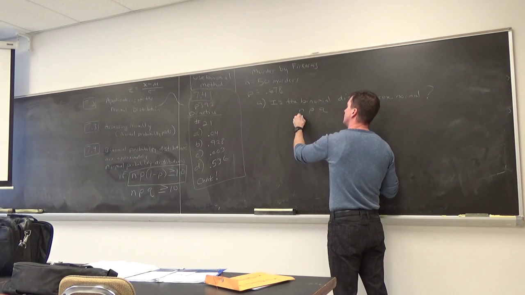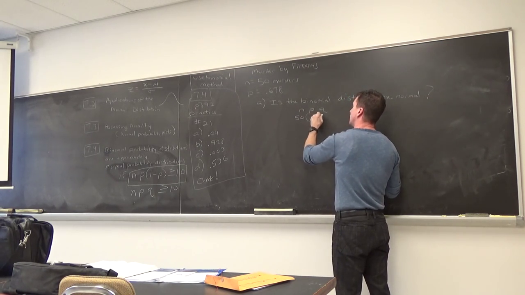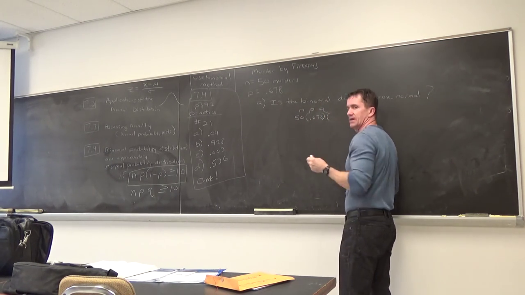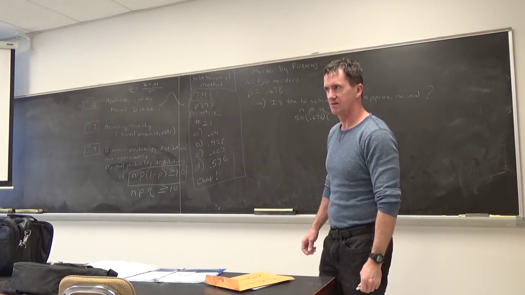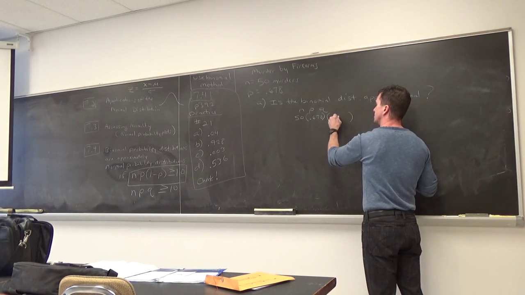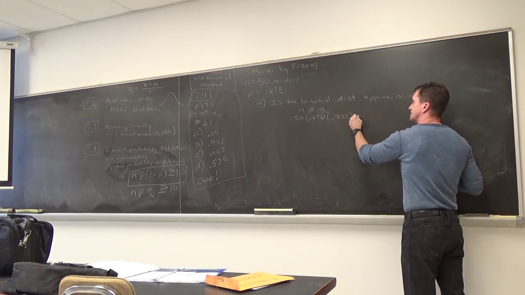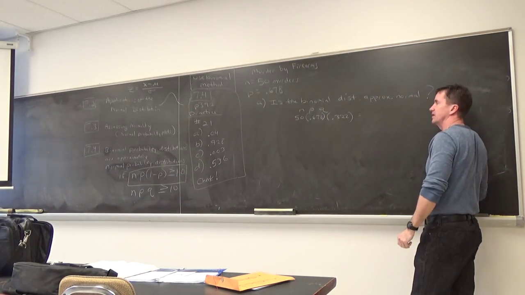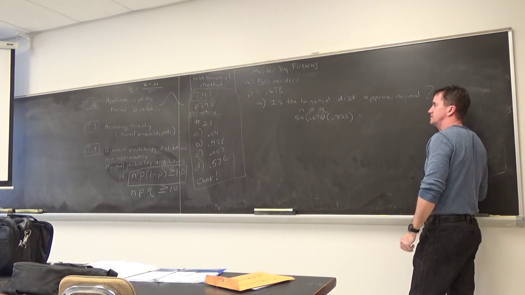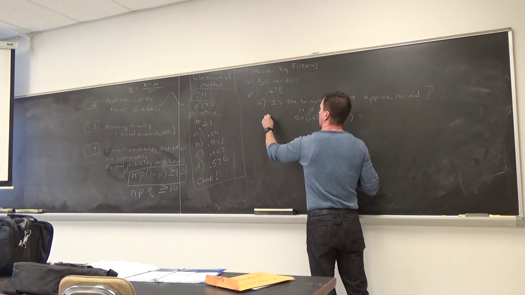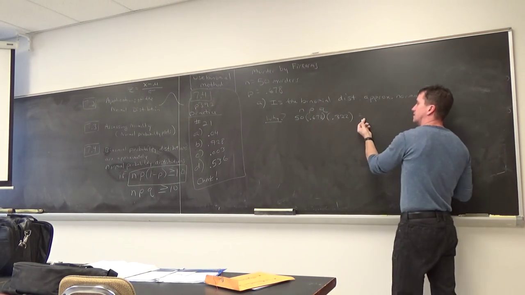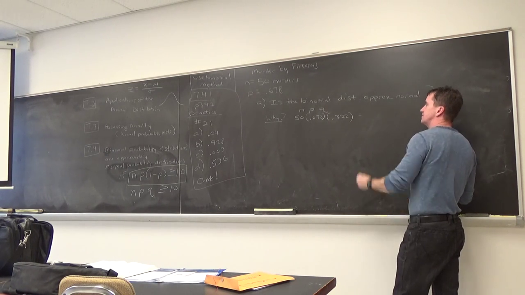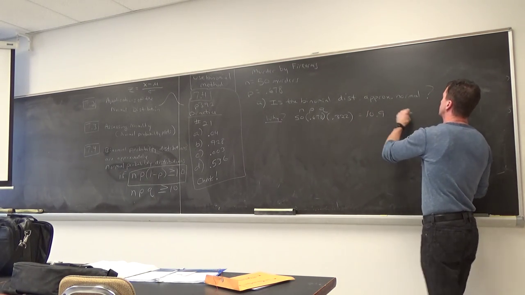50 times 0.678, and I'll let you do it on a calculator. What's 1 minus 0.678 on a calculator? 0.322. And we just want to see if this number is greater than 10. If this is greater than 10, we're going to say yes. Yes or no? Why? Here's our reason. 10.9. The answer? Yes.